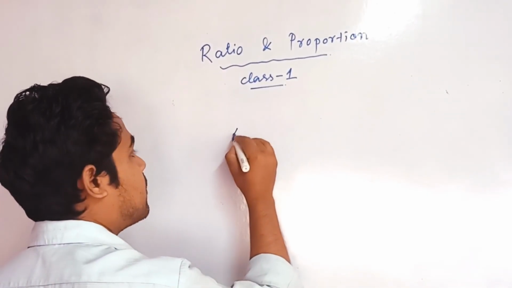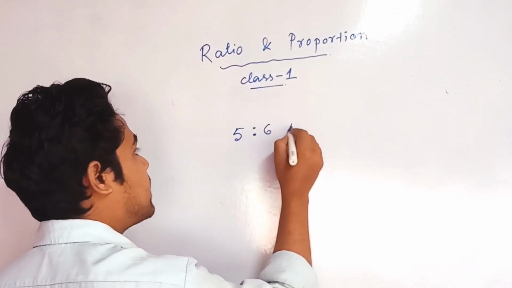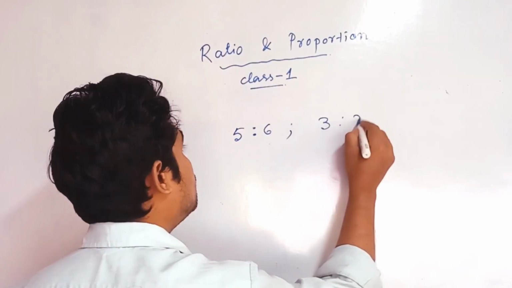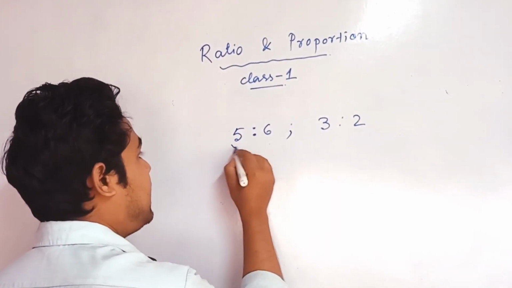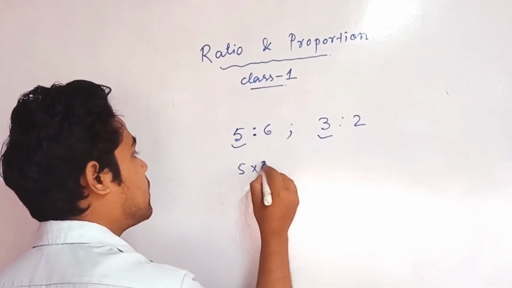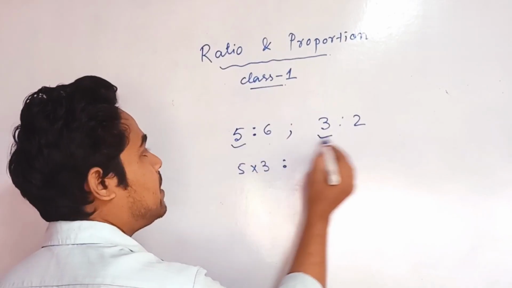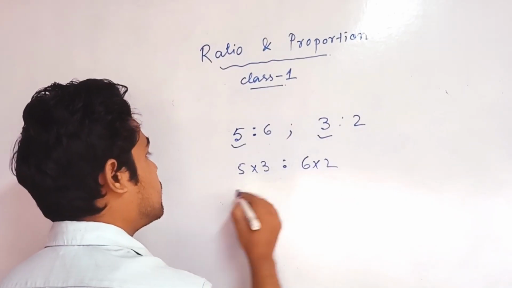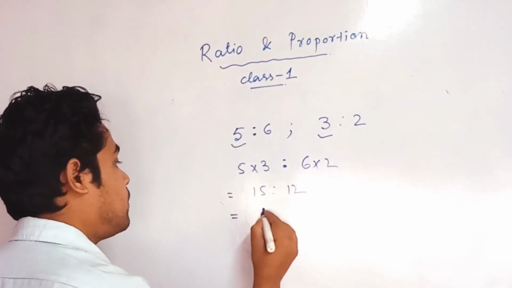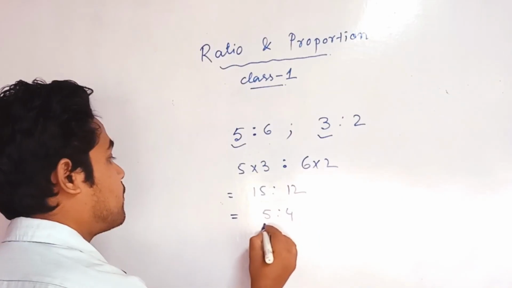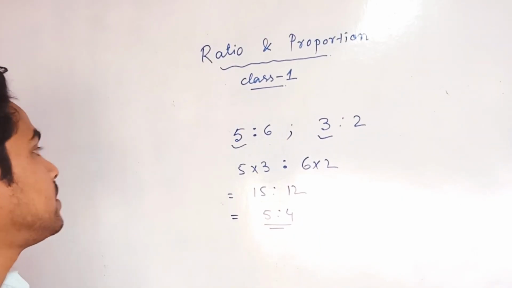Suppose two ratios are given, 5:6 and another is 3:2, suppose. Then what will be the compound ratio of these two ratios? Antecedent into antecedent is to consequent into consequent. So 15:12. So this is equal to 5:4. So 5:4 is the compound ratio of these two ratios.